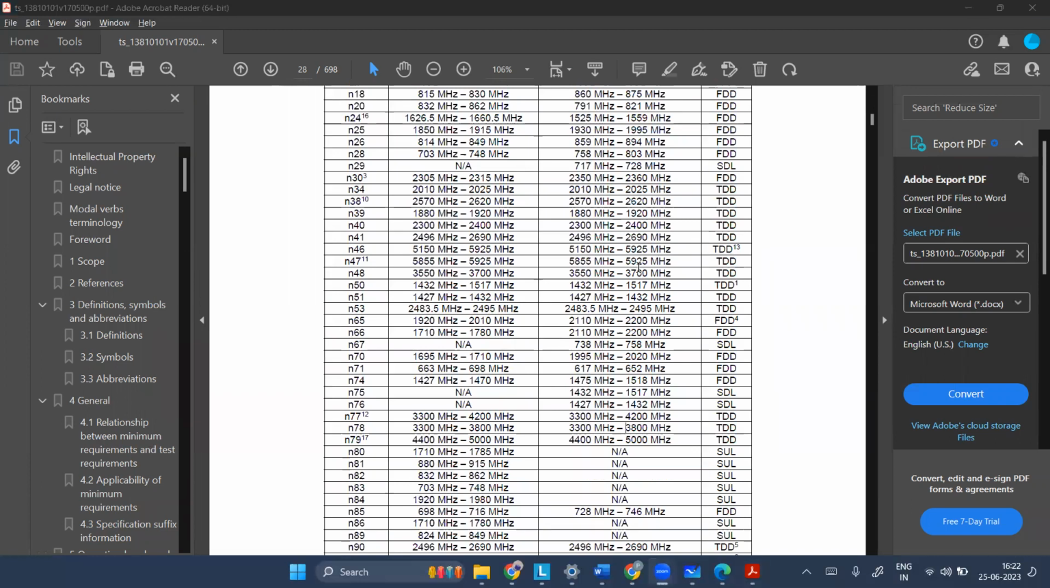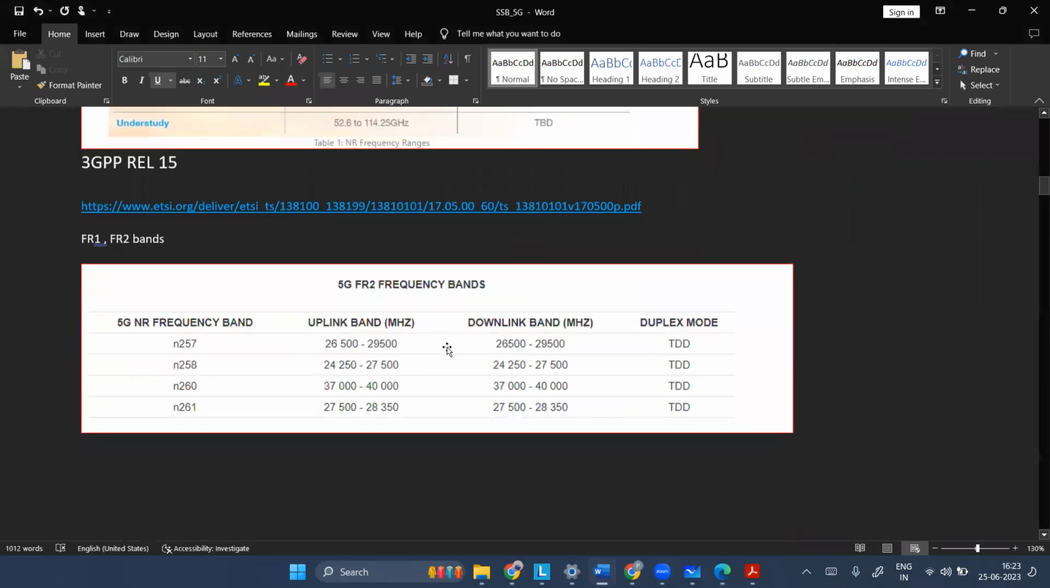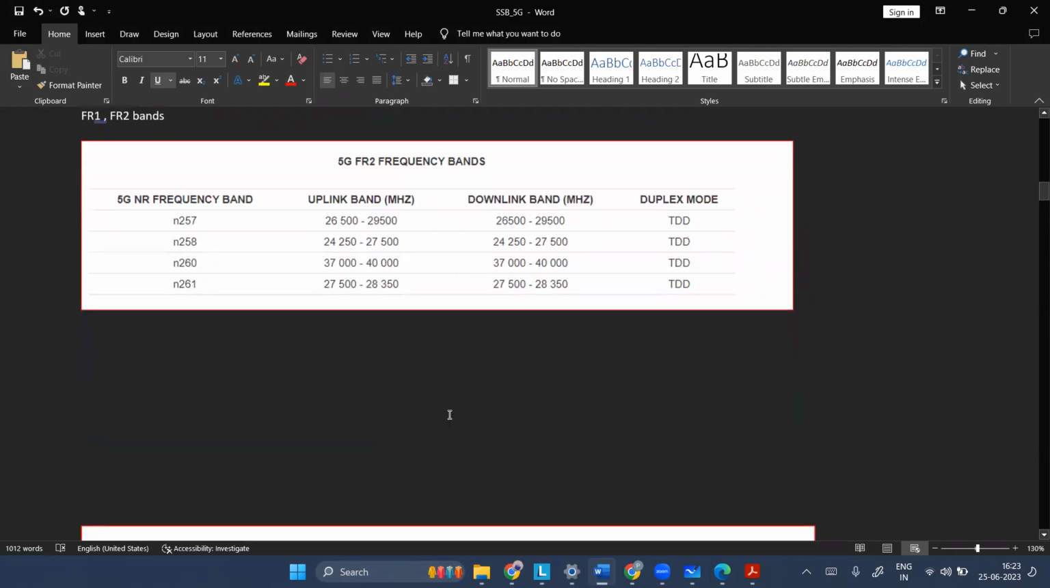So going back to our explanation part. Some of the FR2 bands: in 5G we have four FR2 bands defined, 257, 258, 260 and 261. These have uplink and downlink bandwidth, and the duplex mode is TDD only for all four bands. Once you perform a scenario latching onto an FR1 cell or FR2 cell, you can see how this difference comes in.